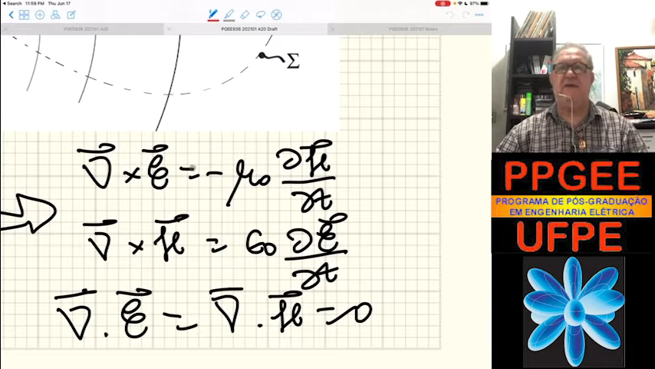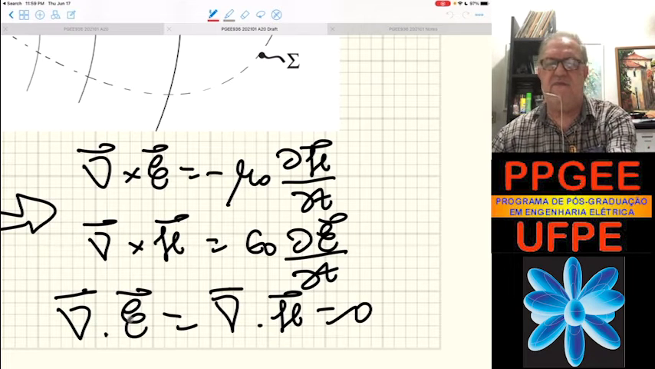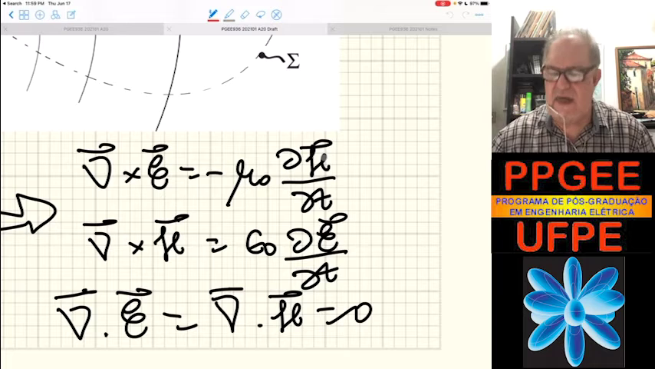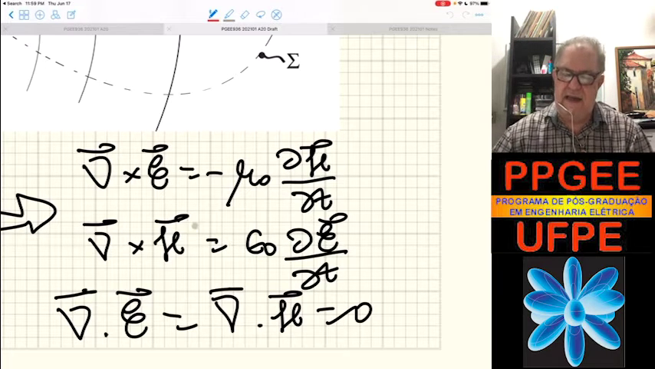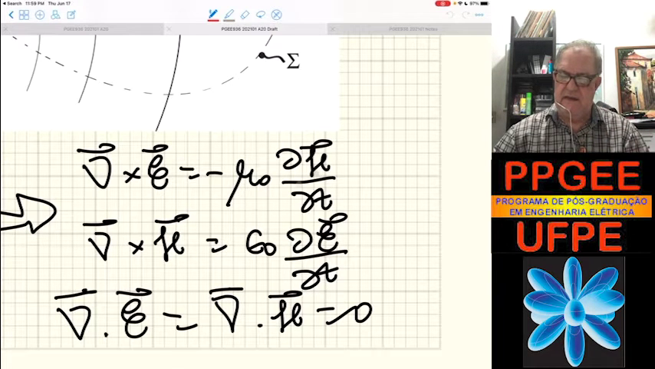Curl of E equals minus mu 0 dH/dt. Curl of H equals epsilon 0 dE/dt. And divergence of E and divergence of H equal 0. So you see that these equations give the curl of E, which is proportional to the time rate of change of H. And here is the dual equation, just exchange parameters, except for the constant that we see in the sign. But we see that we have a similar equation, where the curl of the other quantity is switched.